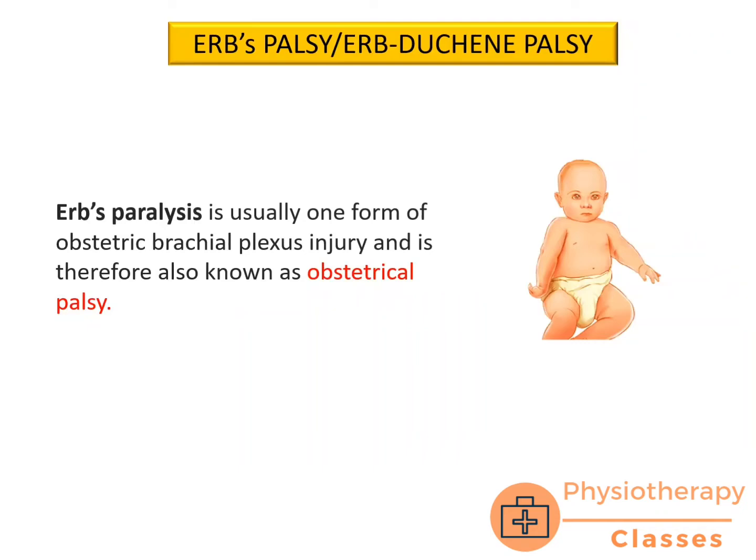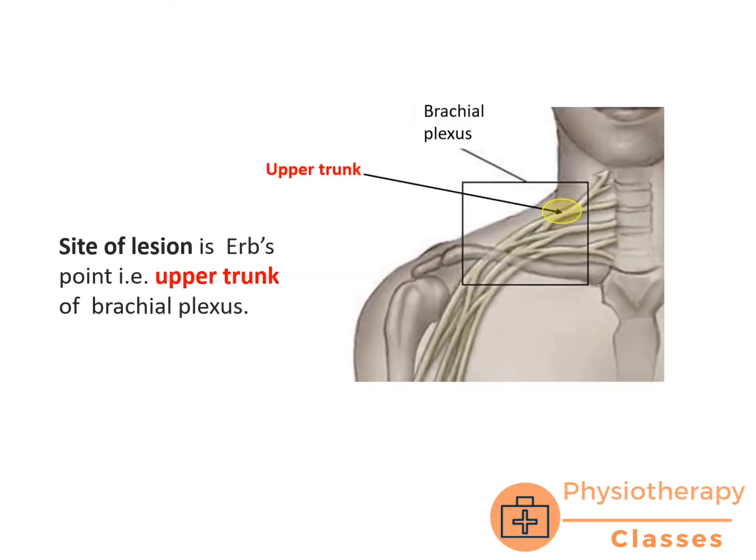Erb's palsy or Erb-Duchenne palsy is usually one form of obstetric brachial plexus injury and is therefore also known as obstetrical palsy. The site of lesion in Erb's paralysis is known as Erb's point. It is located on the upper trunk of the brachial plexus.